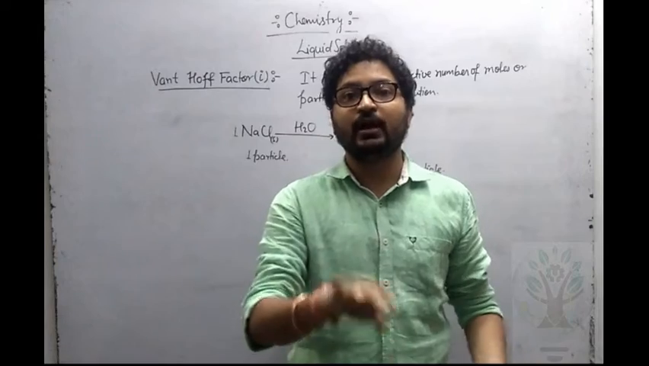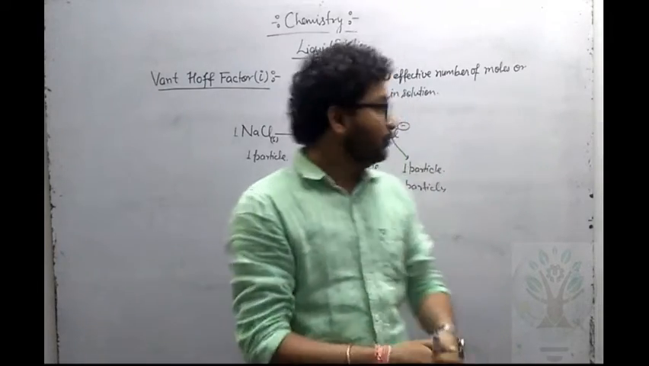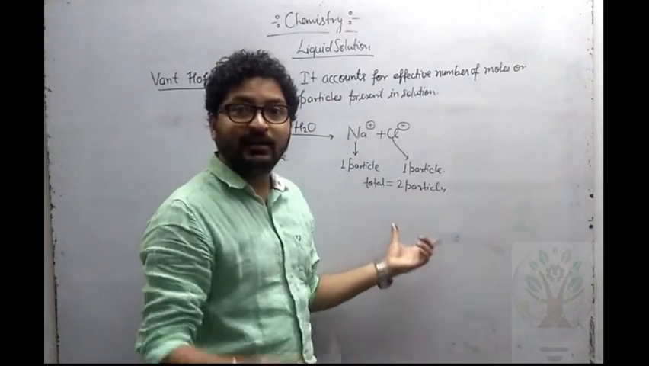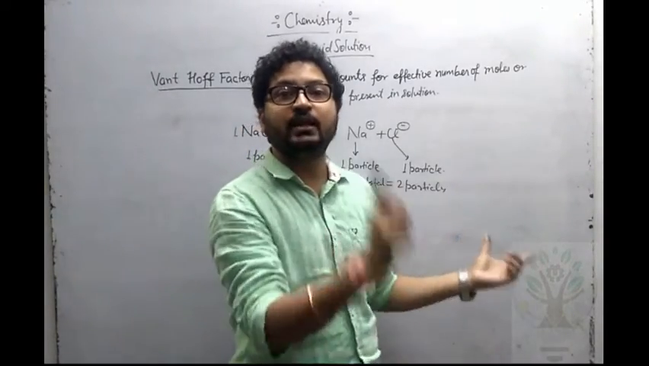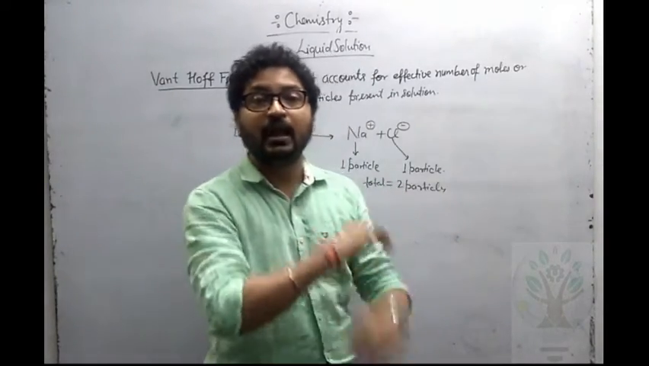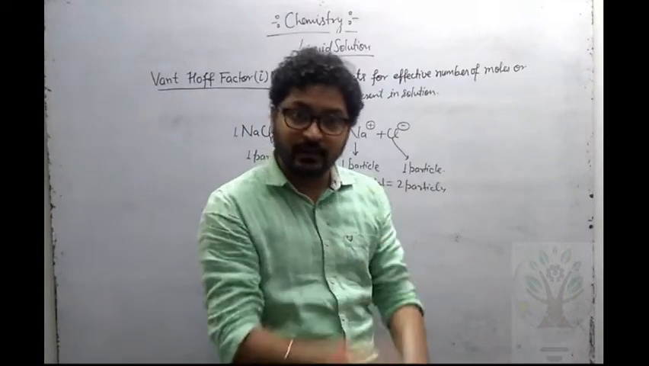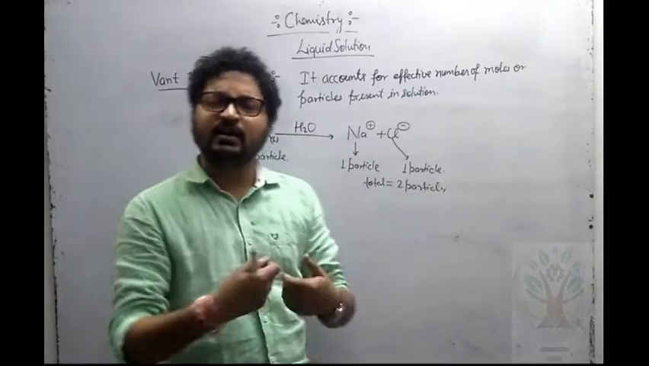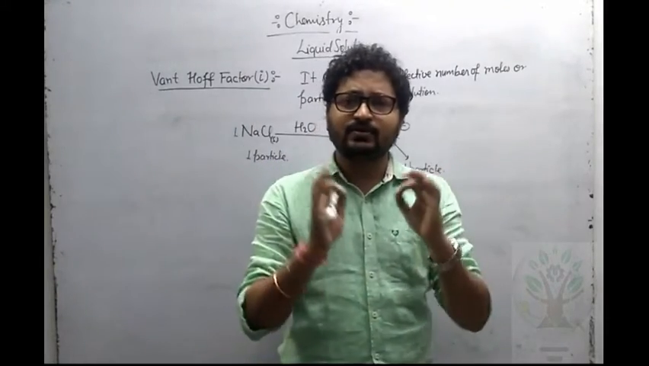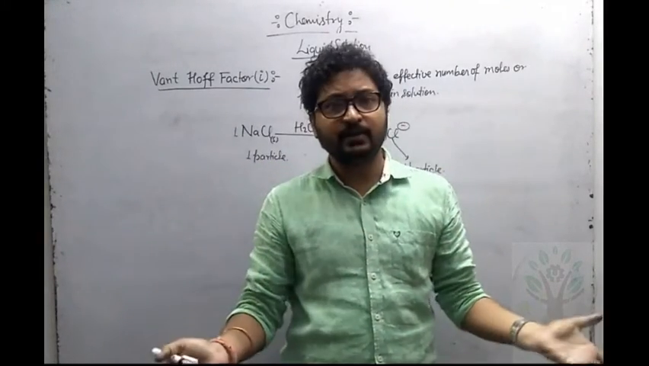वो एक किस में कन्वर्ट हो गया? 2 में. तो अब बताओ, तुम्हारे पास जब 2 पार्टिकल आ गए, और कॉलिगेटिव प्रॉपर्टी किस पे डिपेंड करती है? कॉलिगेटिव प्रॉपर्टी डिपेंड्स अपॉन ओनली एंड ओनली नंबर ऑफ पार्टिकल, डजंट डिपेंड अपॉन योर नेचर. कोई फर्क नहीं पड़ता whether you have positive charge, you have negative charge, doesn't matter. Why? Because colligative property is number dependent only.